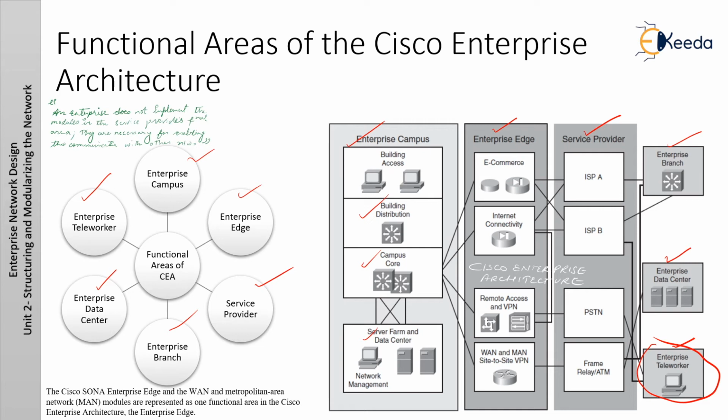on a per module basis and validate each part of the complete enterprise network design. Modules can be added to achieve scalability if necessary. For example, an organization can add more enterprise campus modules if it has more than one campus. So this is all about the functional areas of the Cisco Enterprise architecture.